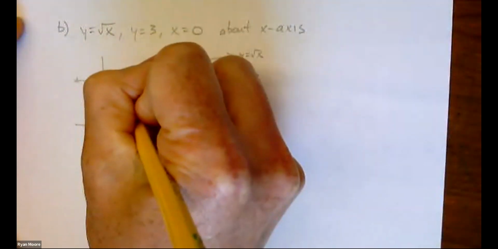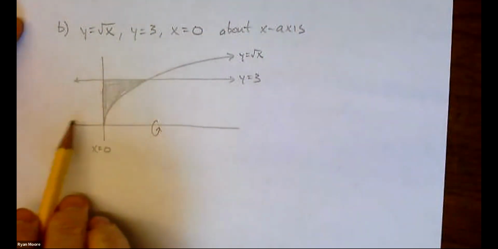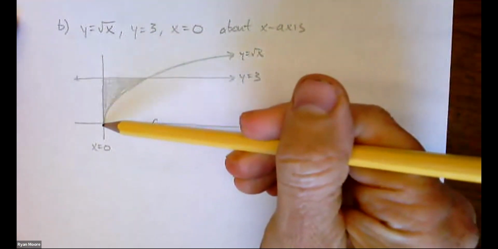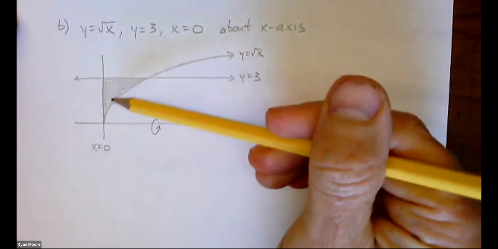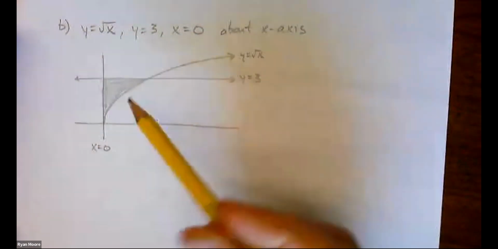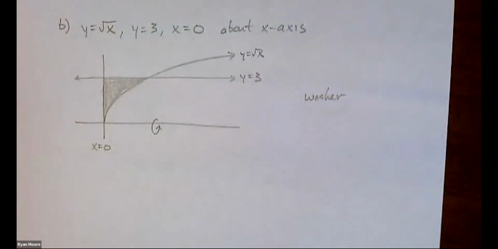Now, you might think, but doesn't it come down and touch down here at the very bottom, so the hole doesn't go all the way through? That's correct. But for the rest of it, except for that one point, there is a gap as this thing spins around. So if there's a gap anywhere, even if it's not completely through, we still are going to use the washer. Okay, for the washer, we need an outer radius and we need an inner radius.